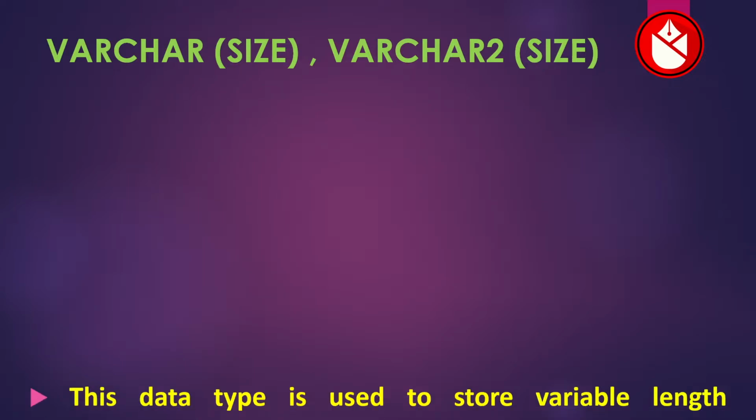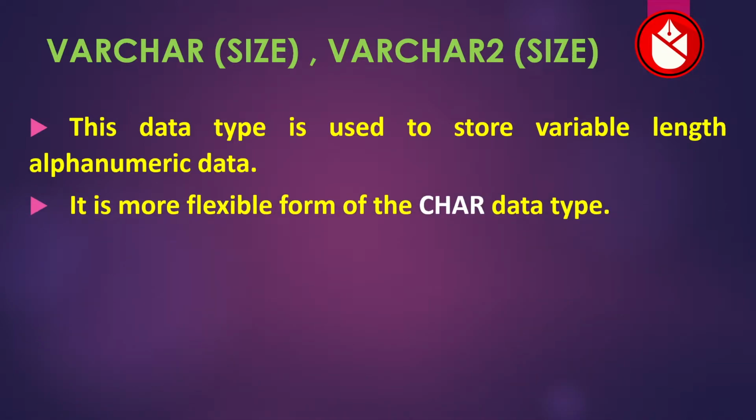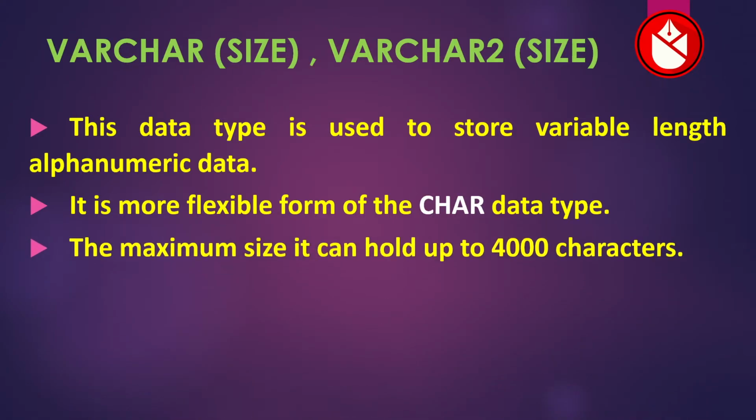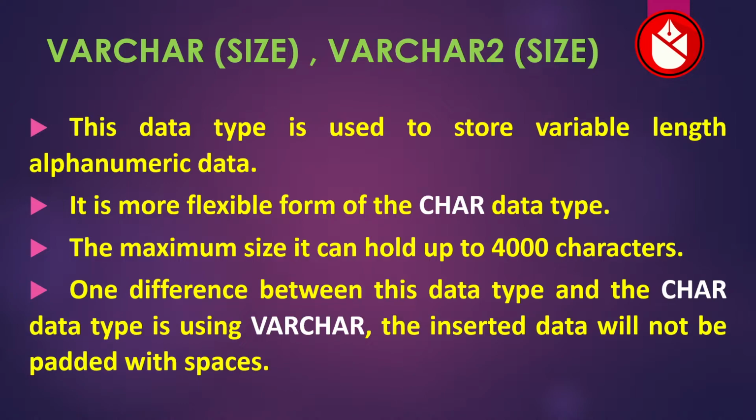The next data type is VARCHAR with the size in parentheses, or VARCHAR2 with the size in parentheses. This data type is used to store variable length alphanumeric data. It is a more flexible form of the CHAR data type. The maximum size it can hold is up to 4000 characters. One difference between this data type and the CHAR data type is that using VARCHAR, the inserted data will not be padded with spaces.